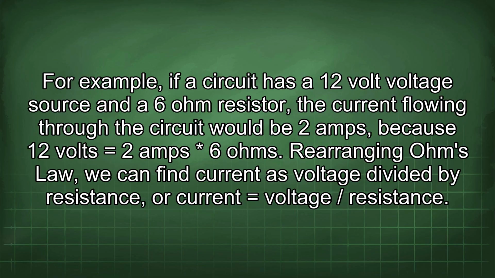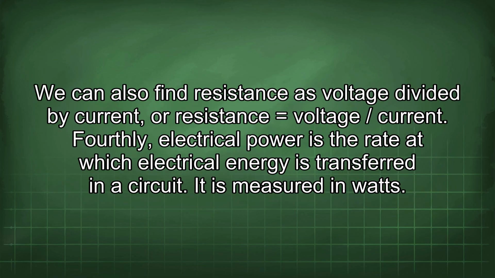For example, if a circuit has a 12-volt voltage source and a 6-ohm resistor, the current flowing through the circuit would be 2 amps, because 12 volts equals 2 amps * 6 ohms. Rearranging Ohm's law, we can find current as voltage divided by resistance, or I = V/R. We can also find resistance as voltage divided by current, or R = V/I.